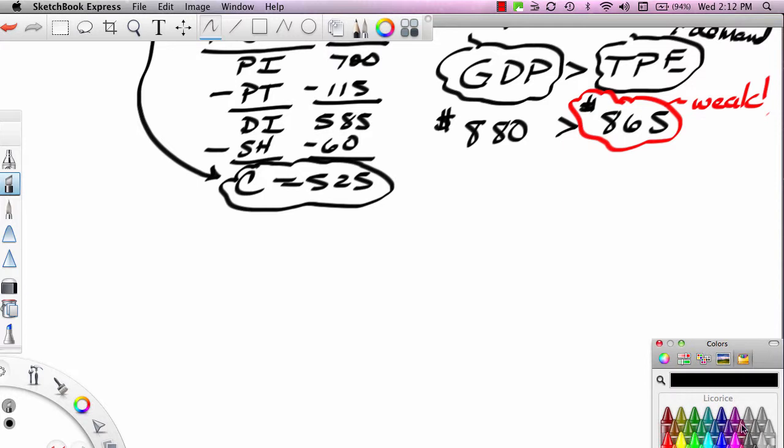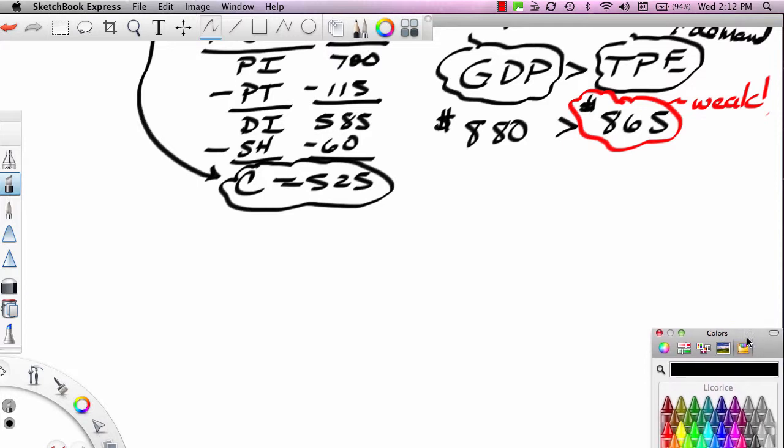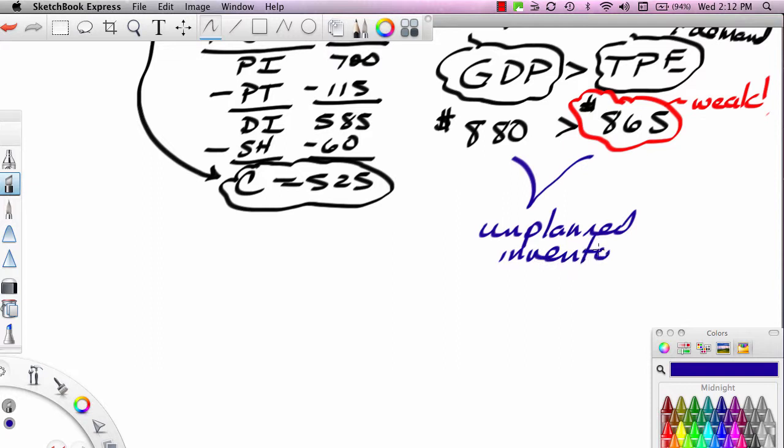Well, let me use a different color here. Let's go to blue. What's going to happen? Well, the economy is going to experience something called unplanned inventory accumulation. In other words, the inventory stock, the amount of inventory that businesses are holding, is going to increase this period by $15.